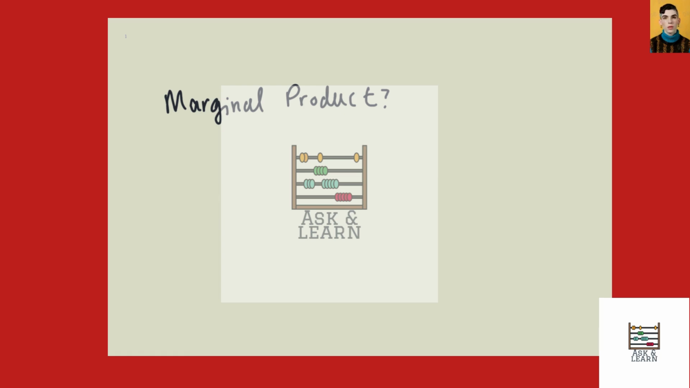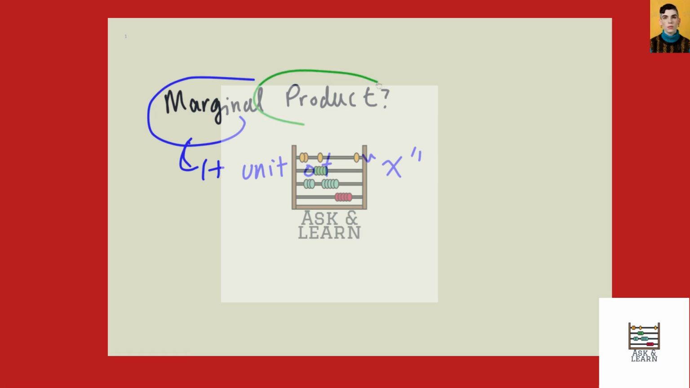So what is marginal product? Whenever we talk about marginal, we are talking about one additional unit of something. This is one plus unit of x, something. And product is basically the output of some input. So when we're talking about marginal product, we are usually talking about how much more product, how much more of something that you produce is one additional unit of capital or labor going to provide you.